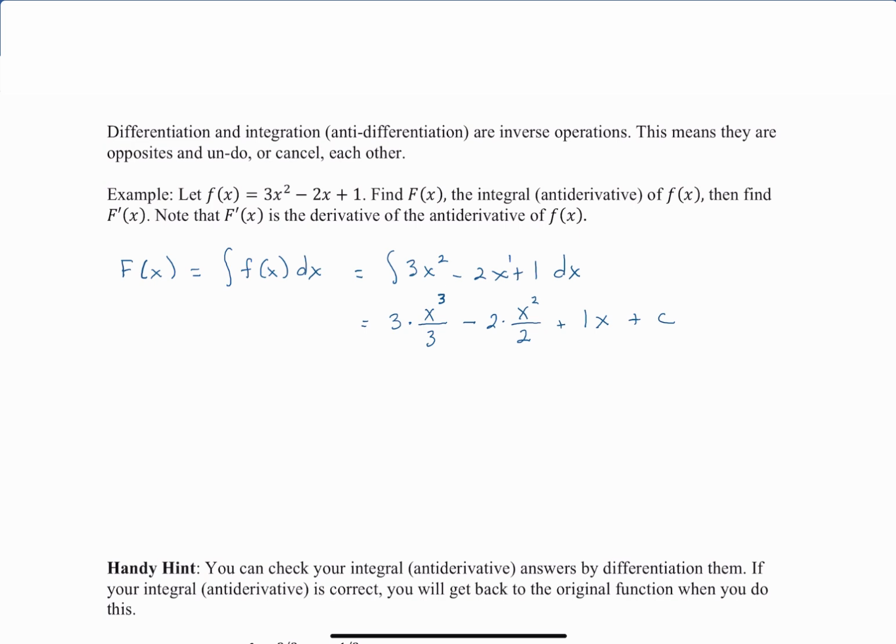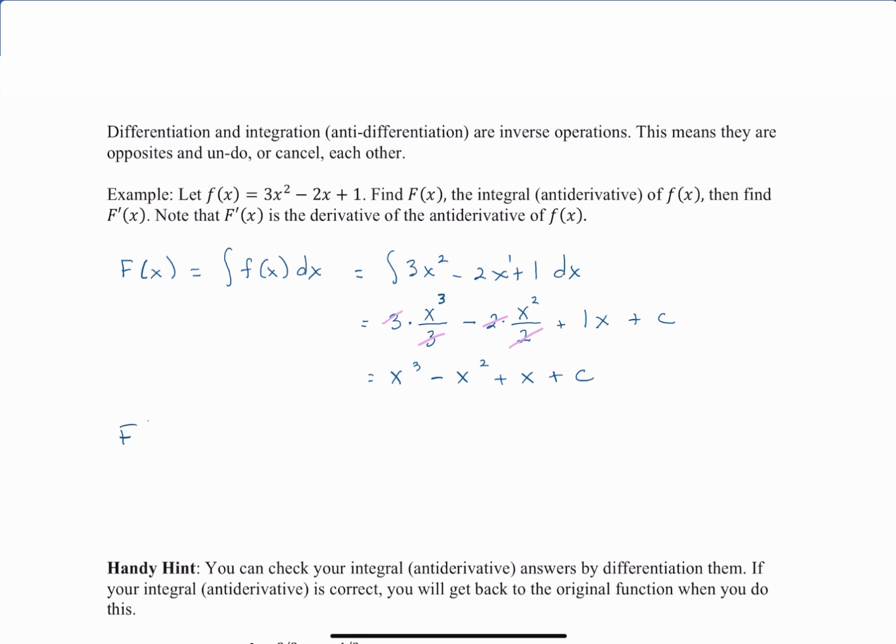Notice I no longer have the dx because I've done the integrating. So the dx is part of what tells you you're integrating. Once you've integrated, you don't have it anymore. Last, doing a little bit of cleanup, we've got stuff that cancels. And so I wind up with x cubed minus x squared plus x plus c. So that's the integral of little f.